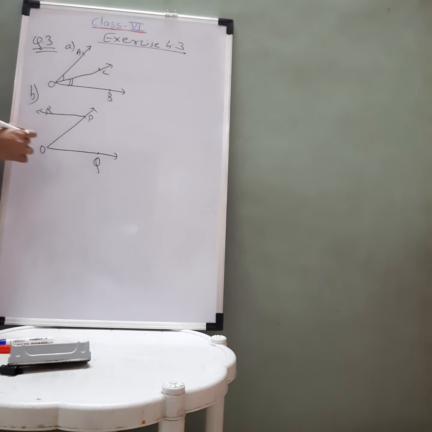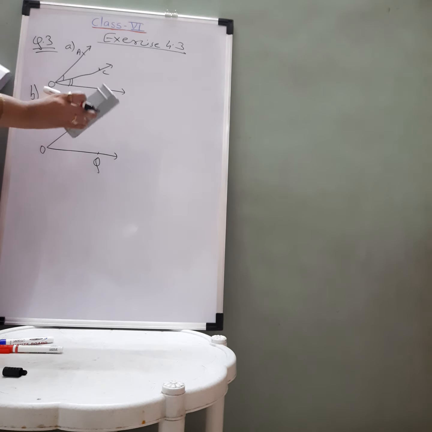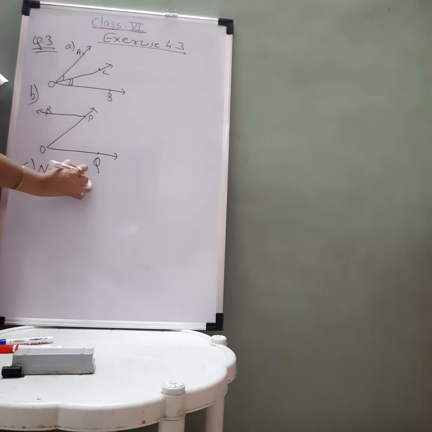Now the case third and fourth, that is having 3 points in common. 3 points in common are not possible. Then B is 4 points in common. It is again the same. It is not possible.